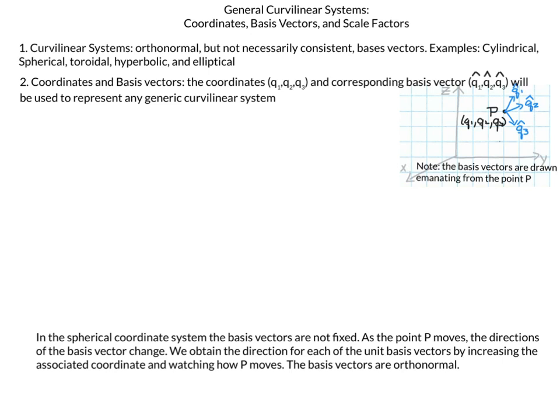So we're going to start by looking at the coordinates and the basis vectors of a general curvilinear system. So this applies not just to spherical and cylindrical, but in general. We will be using the spherical coordinate system as an example. For our general curvilinear system, our coordinates will be notated with q1, q2, q3. Our Cartesian coordinates are usually x1, x2, and x3. We'll have a corresponding basis for our curvilinear system as q1 hat, q2 hat, and q3 hat.